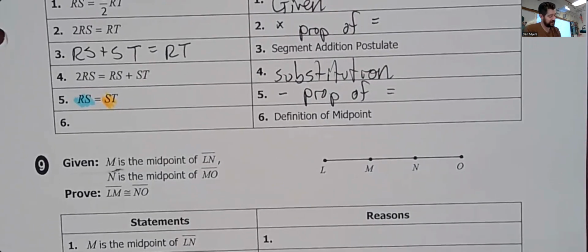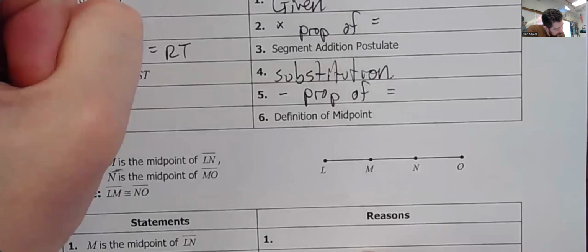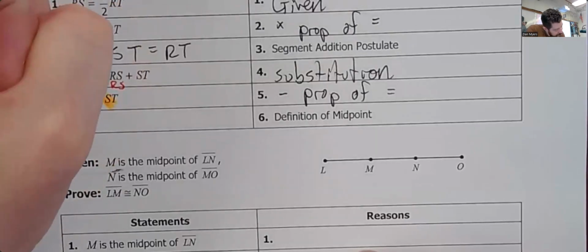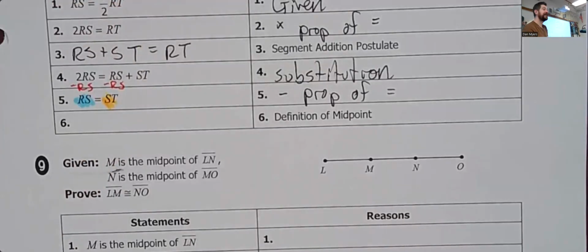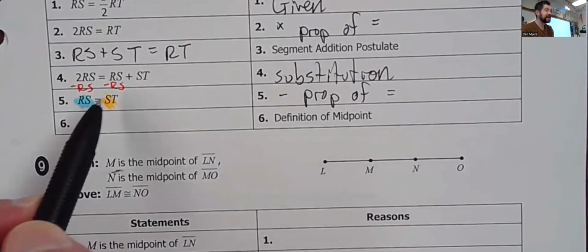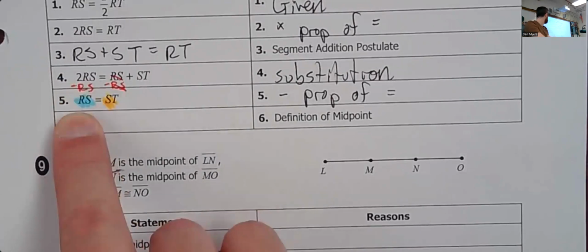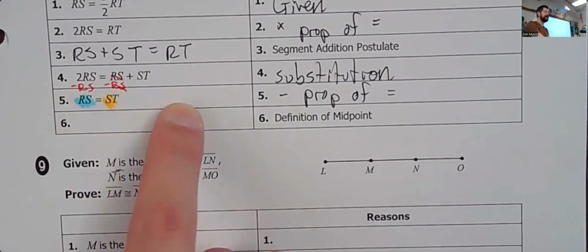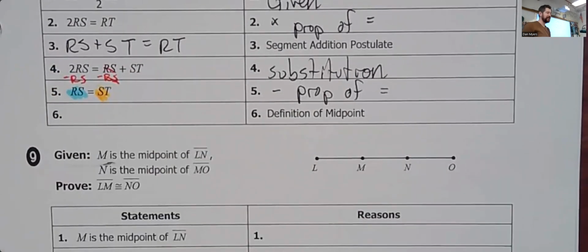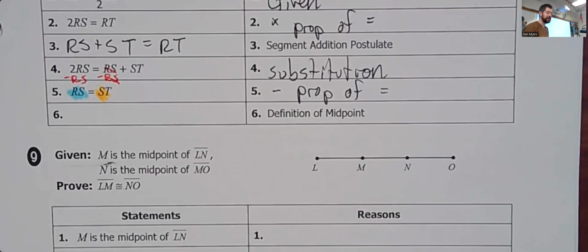Let me show you. Does it make sense now? It's the subtraction property of equality because RS was taken away from both sides. They cancel out here. You had two of them there. You took away one of them. There's one of them left. So ignore my highlighting rambling down there. It's the subtraction property of equality.